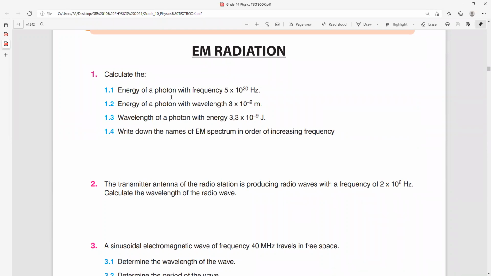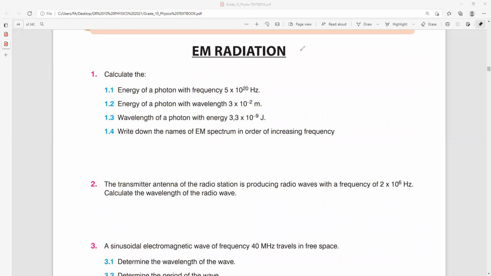Energy of a photon with frequency. Frequency is given, asking you energy. Frequency, wavelength is given, asking energy. And then energy is given, they're asking you wavelength. So these 3 types of questions, people, are very important for your test. So let's answer together now. 1.1 first.